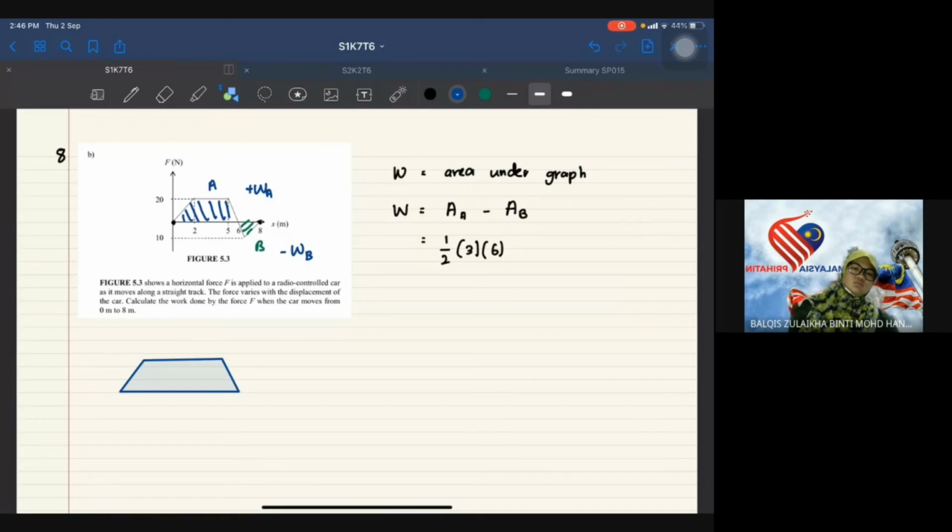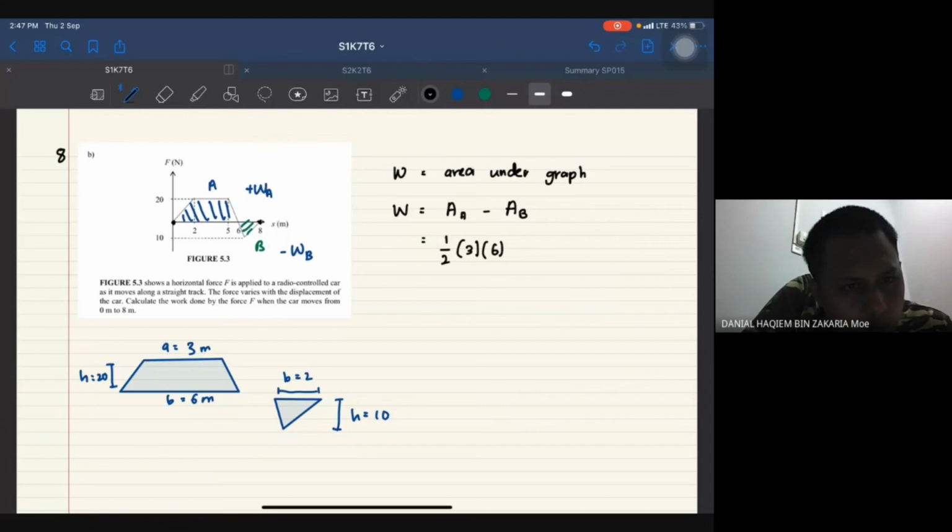Okay, and one of those is the triangle. And this one is your A, 5 minus 2, which is equal to 3. And down here B is equal to 6 meter. And the height is equal to 20. On the other hand, this one, height is equal to 10, and the base there is equal to 2. So I can solve this one.